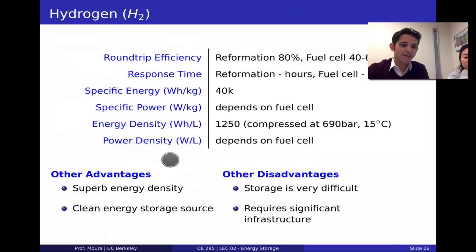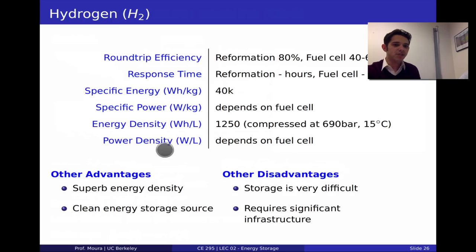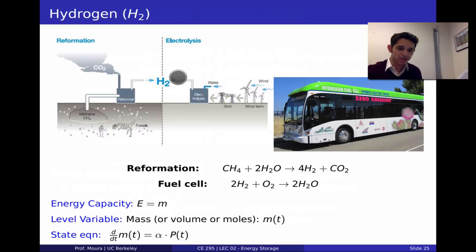Okay, now it can have superb energy density, and actually, I should be a little bit careful about this. Hydrogen is the lightest and least dense chemical there is, so it'll just go off into the air, but we can compress it to very high pressures, and when we do that, it can have excellent energy density, and this can be used in mobile applications. So that's why this is fuel cell vehicles, hydrogen fuel cell vehicles. That's why it's interesting, because we can get very high energy density when we compress hydrogen. And it can be a clean energy storage source if we can create hydrogen from electrolysis. So this picture on the right here, not on the left. So in this case, it works quite well.